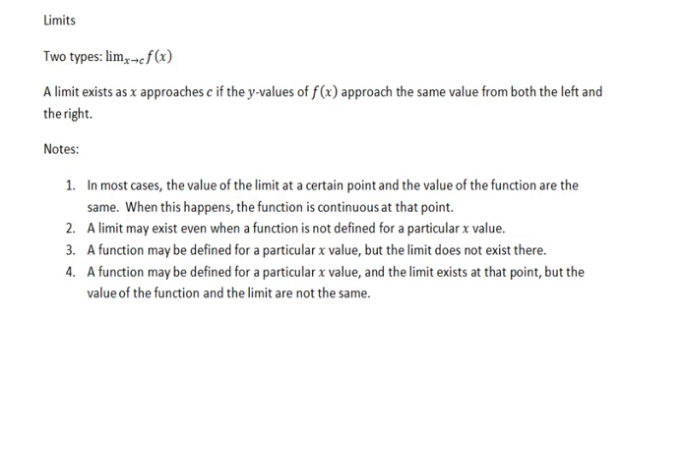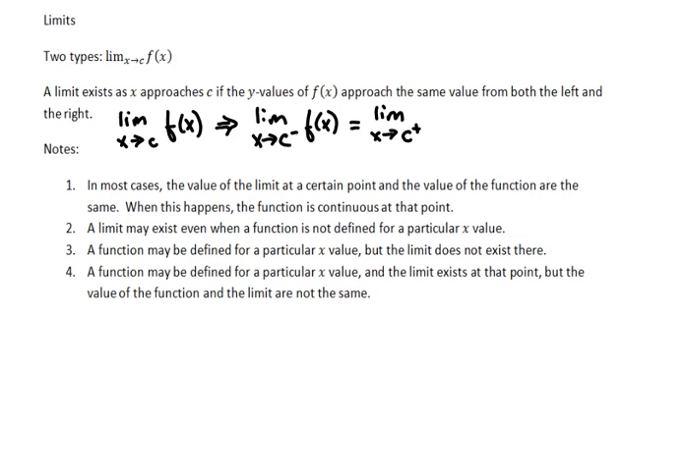And in terms of notation, this would look something like this. We would say that the limit as x approaches c of f of x implies that the limit as x approaches c from the left of f of x is equal to the limit as x approaches c from the right of f of x. So in order for the limit to exist, the two one-sided limits, the left side limit and the right side limit, must both exist, and they must both equal the same value.